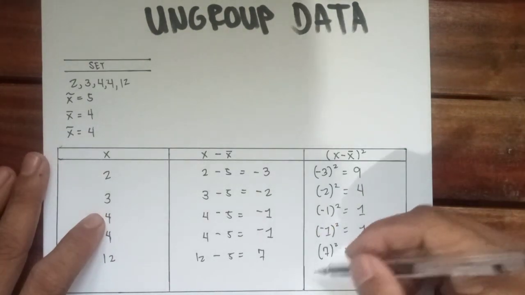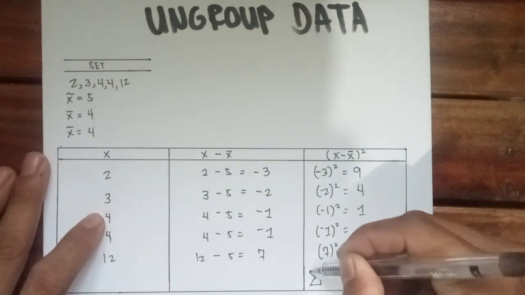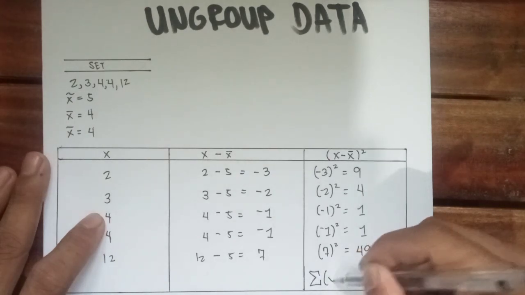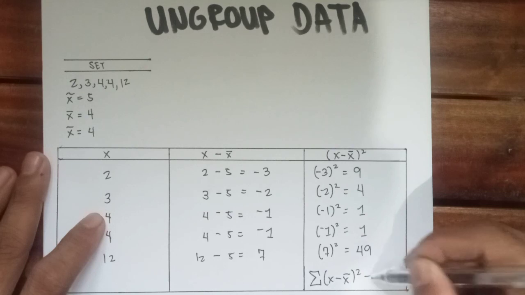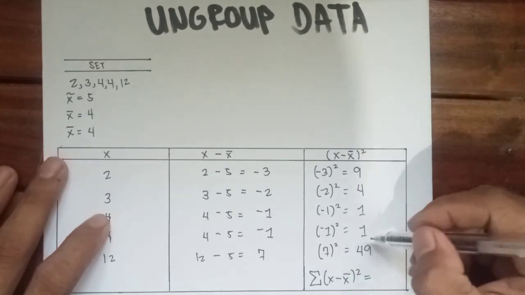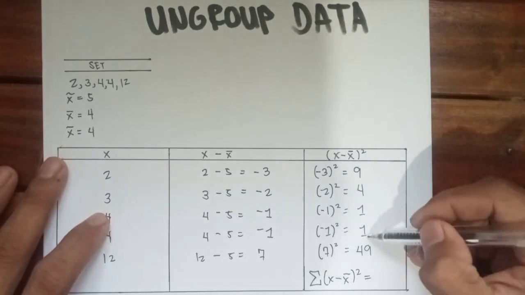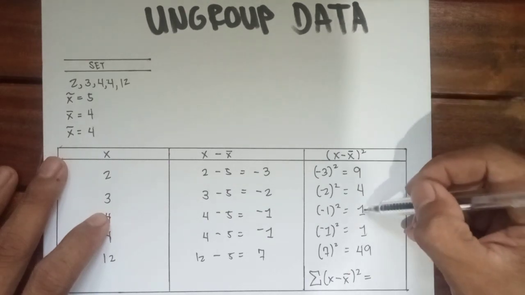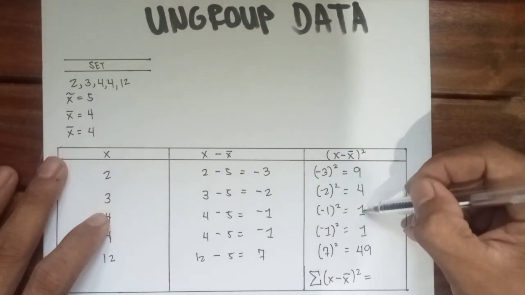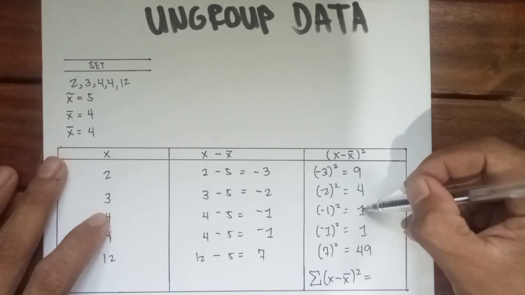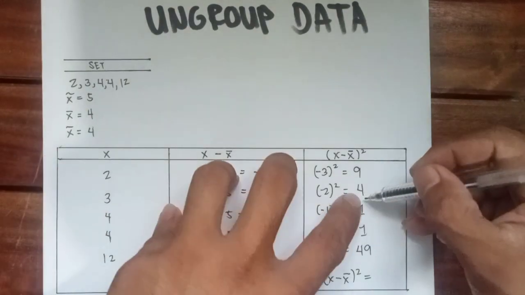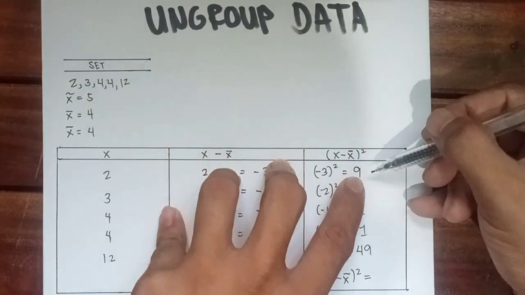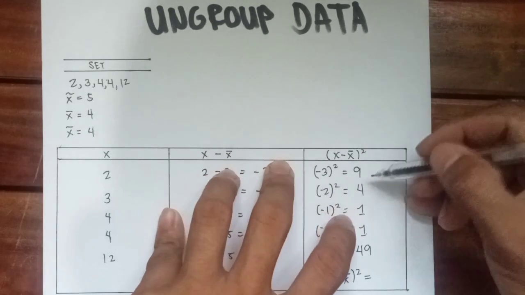So, in total, the summation of x minus mean squared is equal to, add po natin lahat, 49 plus 1, 50. Plus 1 is 51. Plus 4 is 55, and then last but not the least, plus 9 is equivalent to 64.